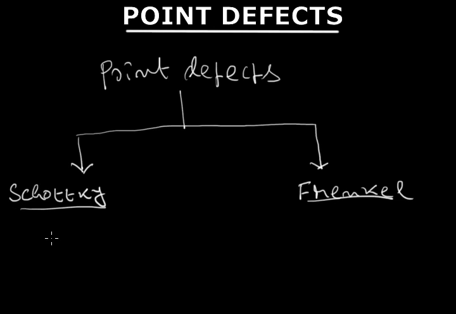What is Schottky defect? If equal number of cation and anion in a space lattice disappear from their original position, then the defect arise is called Schottky defect. Let us draw a schematic diagram.